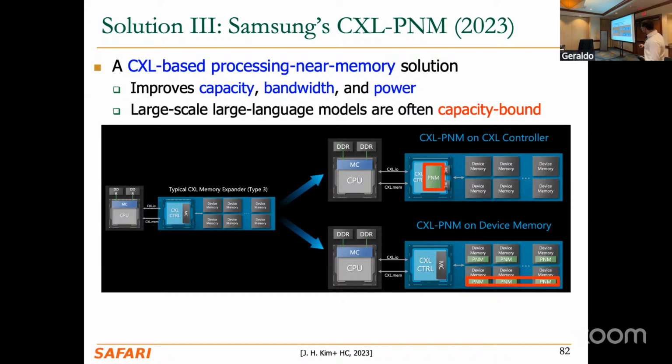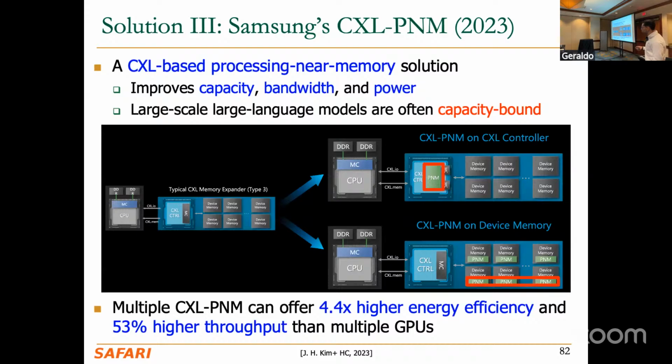So either you add the logic to the controller, or you embed the logic at the DRAM device that is inside the CXL memory interface itself. What this basically allows is for you to scale up the capacity of the PIM accelerator, right? Because you can have several of those memory expanders in your chip. And again, this shows some good energy savings and increased throughput of using the CXL-based system compared to using just multiple GPUs. So I guess these are the Samsung examples.